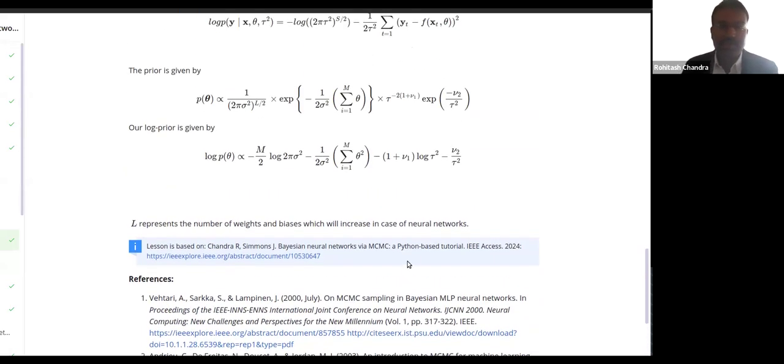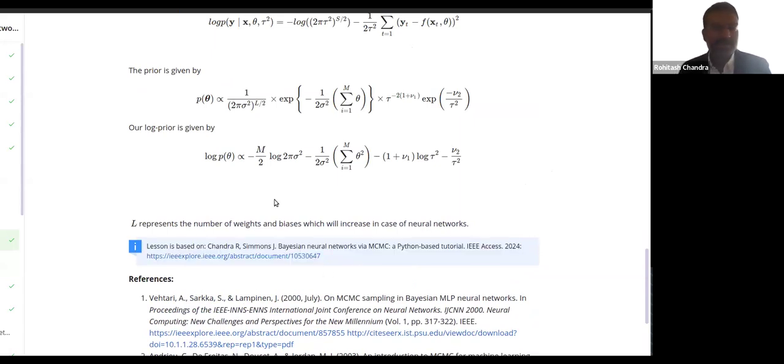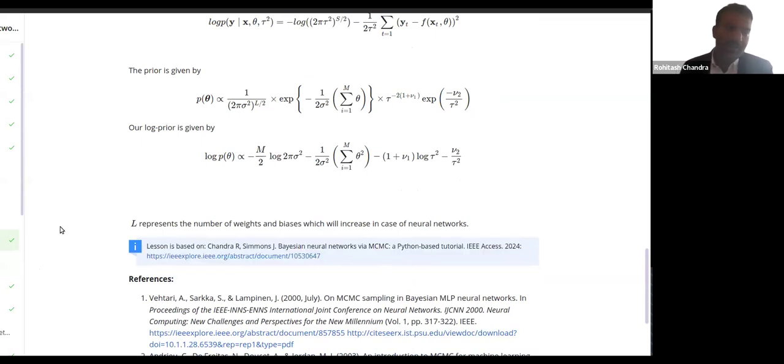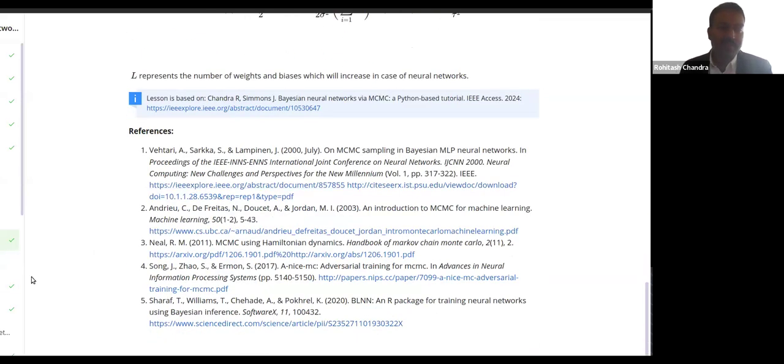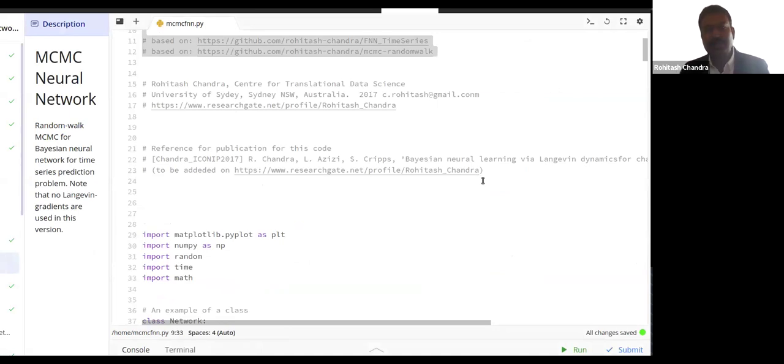And note that, once again, we are basing this lesson mostly on the Bayesian neural networks by MCMC, which is a Python-based tutorial, where all the tutorials have code notebooks apart from Python code. Some of the key references are given below. And next, we are going to look at the neural network code. We're going to jump into the neural network and code, based on some of my previous papers.